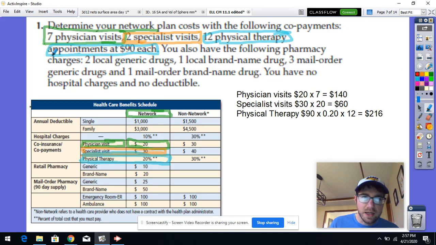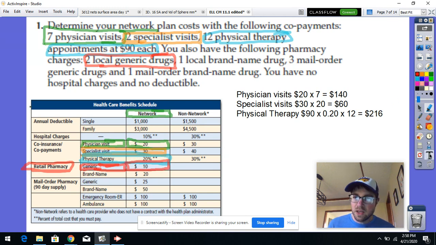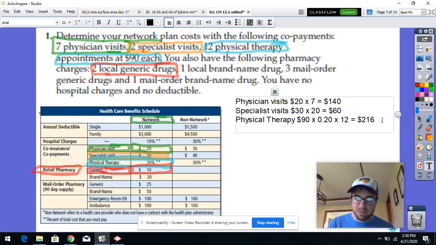Okay. Next, it says you also have the following pharmacy charges: 2 local generic drugs. New color. When it says local, another word for that is essentially retail. So when they say local drugs, they're getting them from a retail pharmacy. So 2 local generic drugs means 2 generic drugs from a retail pharmacy. And it says here that those are going to cost us a co-payment of $10 each.